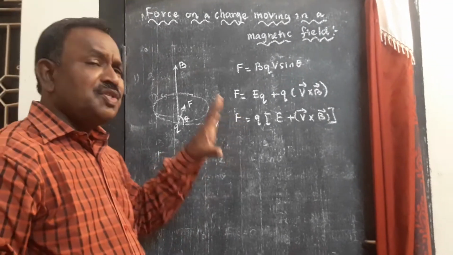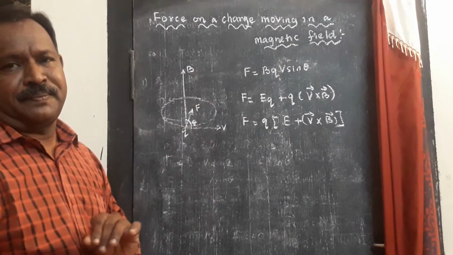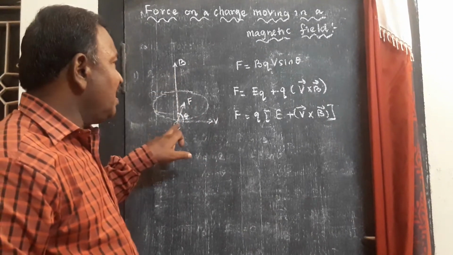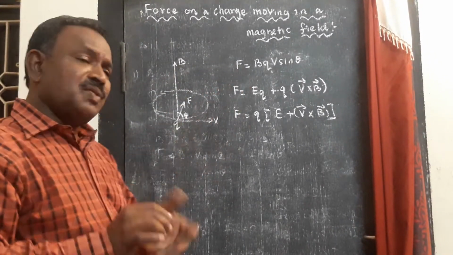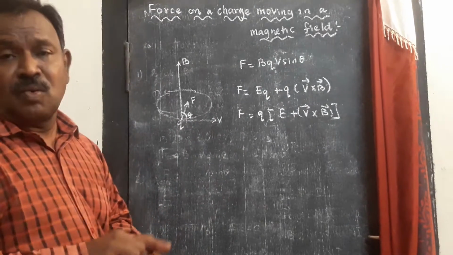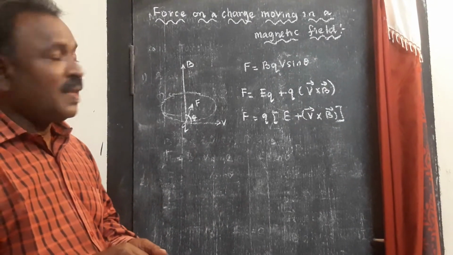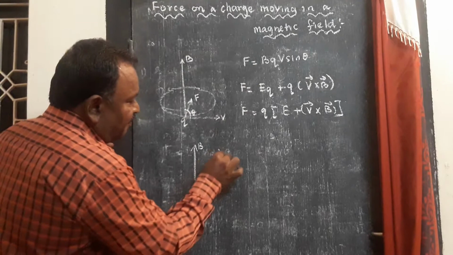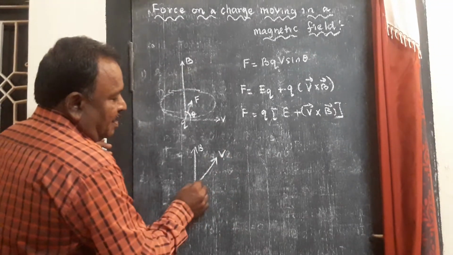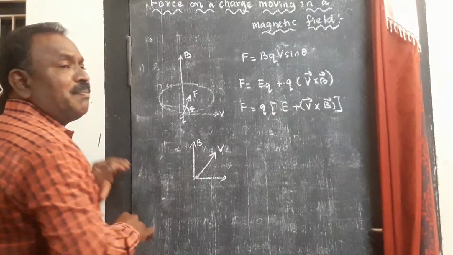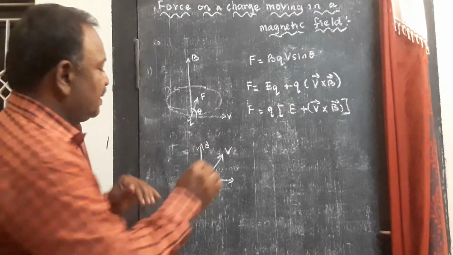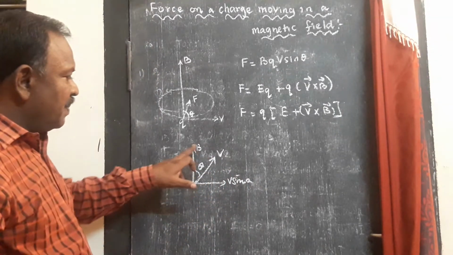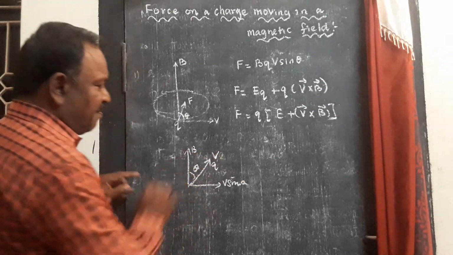Suppose the charge is moving in a magnetic field alone. If it moves perpendicular to the magnetic field, then the direction of the force is obtained by using Fleming's right hand rule. Suppose the charge is moving with a velocity v, then the velocity can be resolved into two components. This is v sin θ, where θ is the angle made by the charge with the magnetic field.